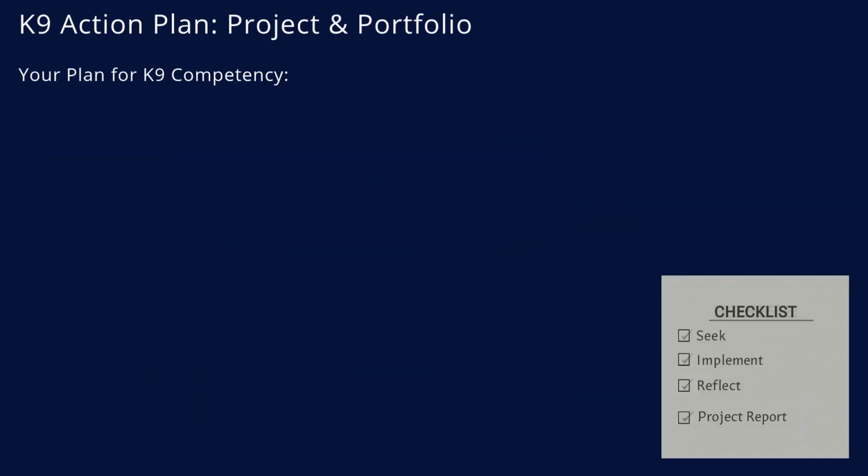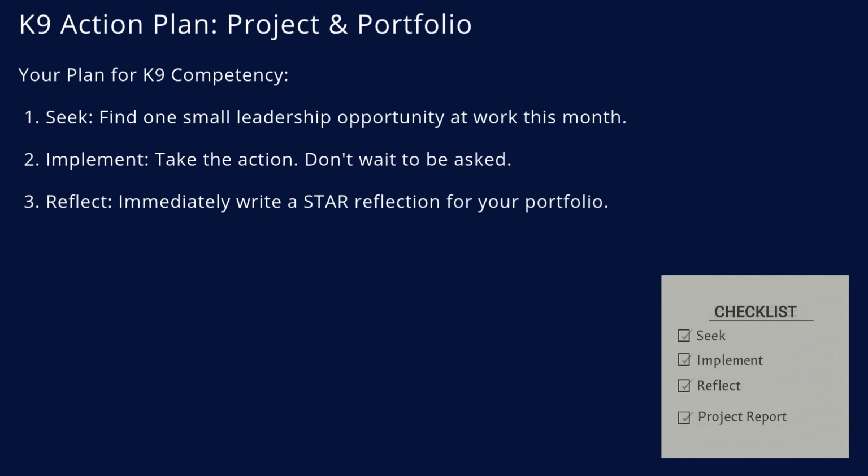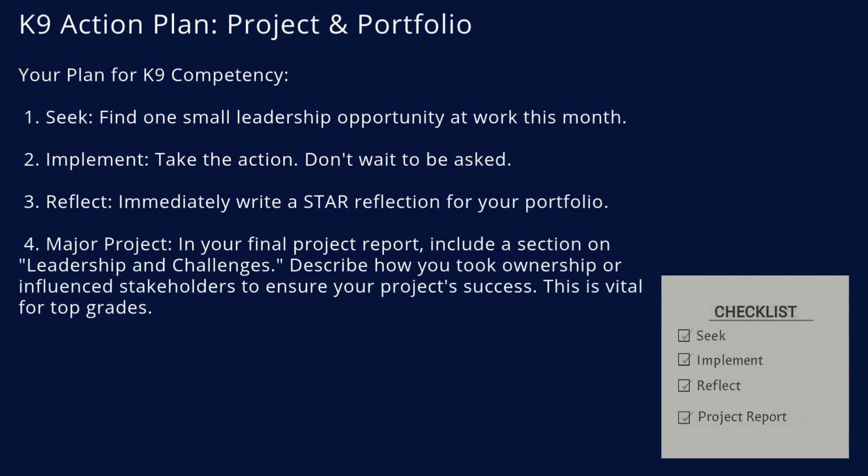Here is your final action plan to demonstrate competency in K9. First, actively seek out one opportunity at work in the next month where you can take ownership, mentor, or influence. Second, implement it. Take the action without waiting to be told. Third, as soon as you've done it, write your STAR reflection while it's fresh in your mind and add it to your portfolio. Finally, remember your major project.